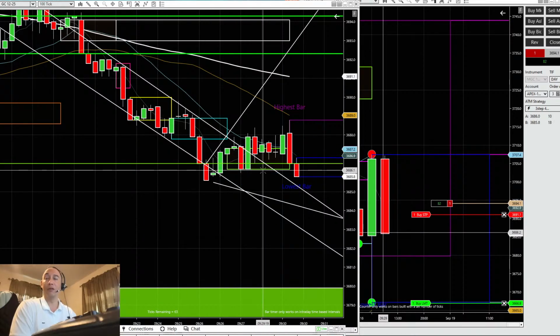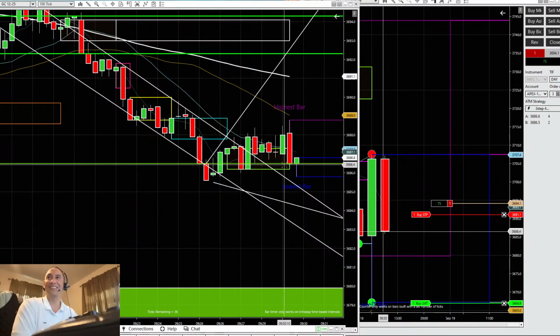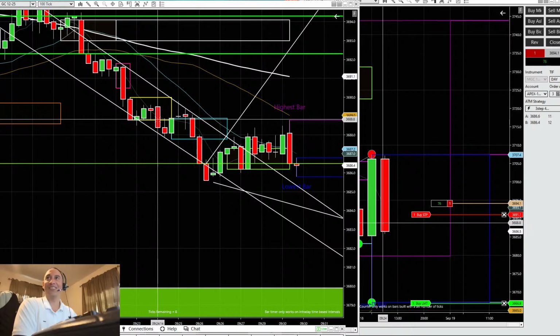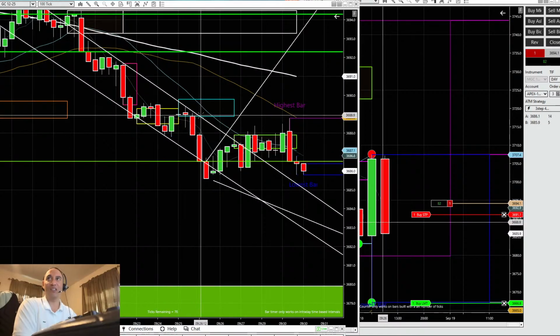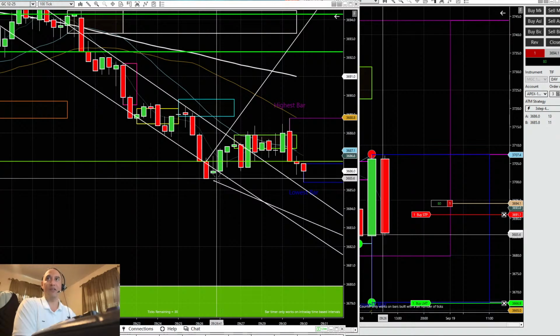On the other candles, I don't know. So you can see it was respecting the top of that teal box there. Now it's respecting the bottom of the teal box. It's got to crack this low right here.